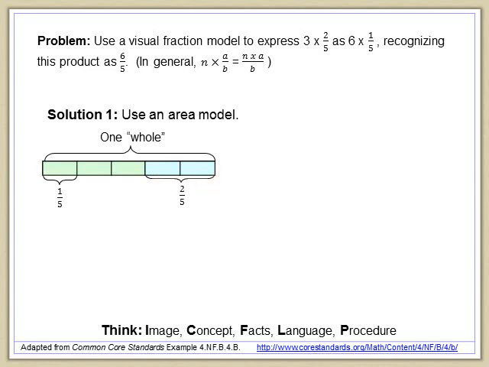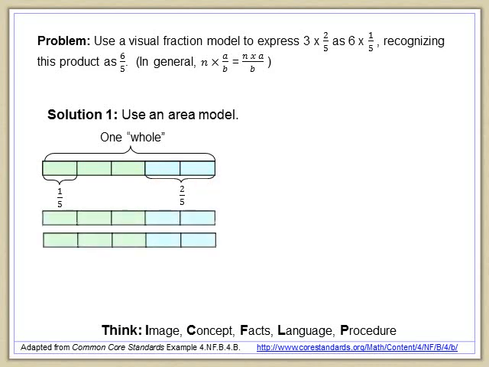Well, to do that we can replicate this 2 more times. So there's 2 more versions of 2/5, and the blue shaded region represents 3 times 2/5. Well, we can also write that, notice, as 3 with a parentheses 2/5. We want students to be comfortable with either notation here.